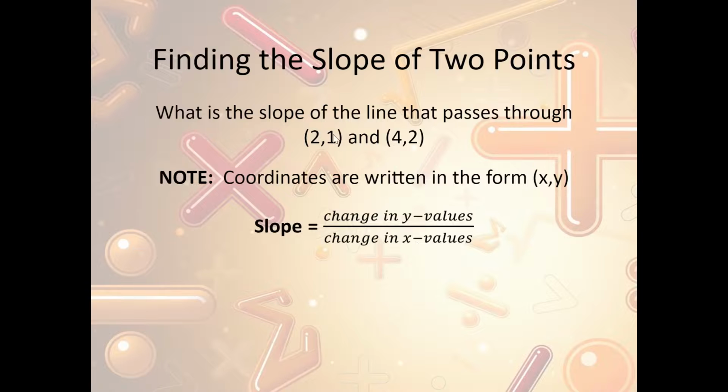So when I do that, I get 1 minus 2. Those are my y's, so that's my change in y. So my change in y is 1 minus 2. And my change in x is 2 minus 4. So that's change in y over change in x.